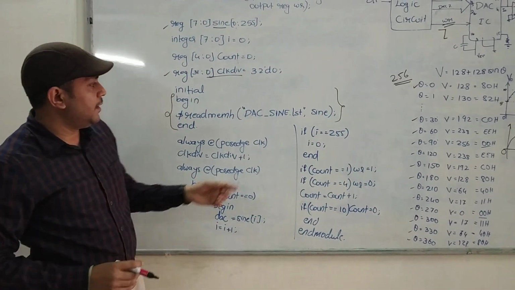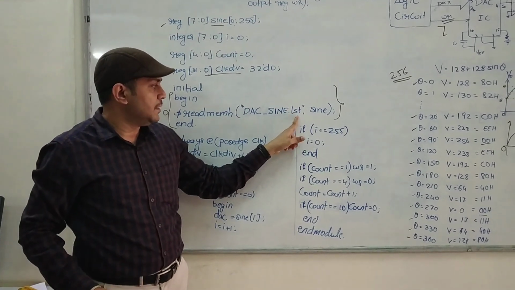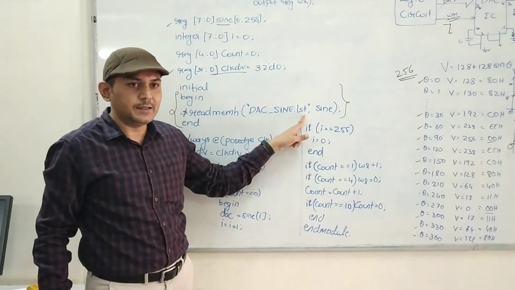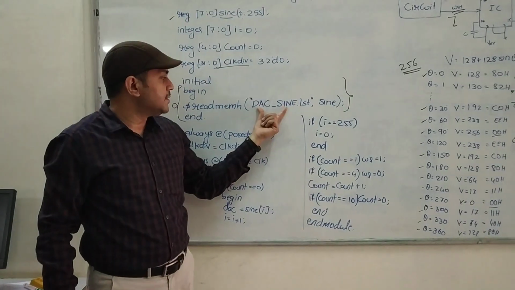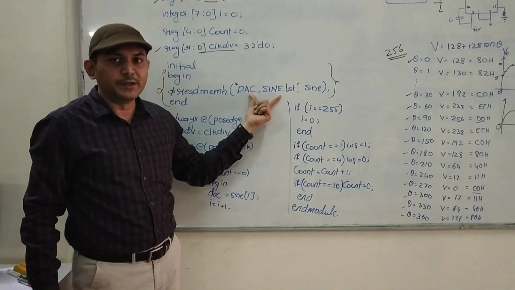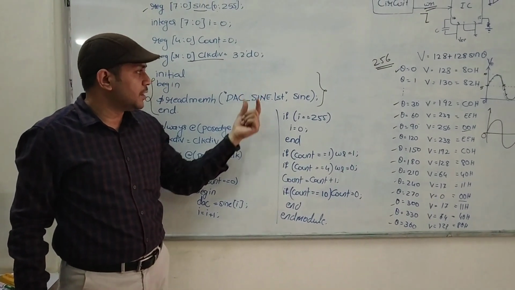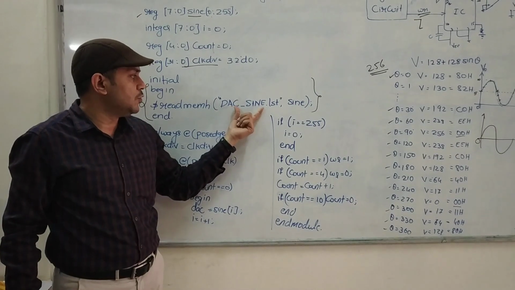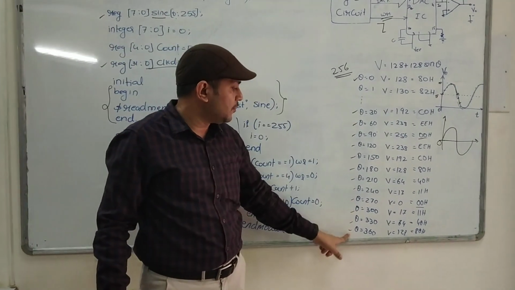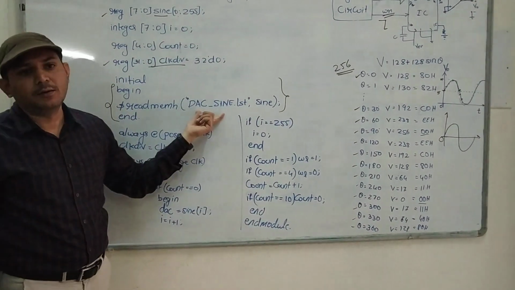What happened now? There is a list file with the extension .lst. So we call it a list file, and it is named after DAC_sine. This will be there on your monitor. In order to generate the sine wave, you have to use this, because the calculated values are there in this list file.